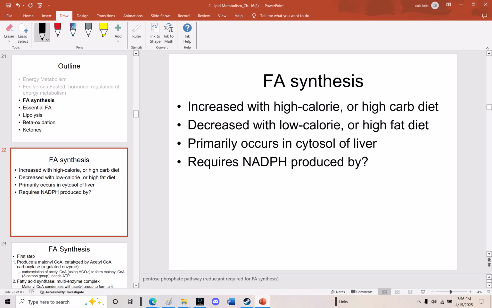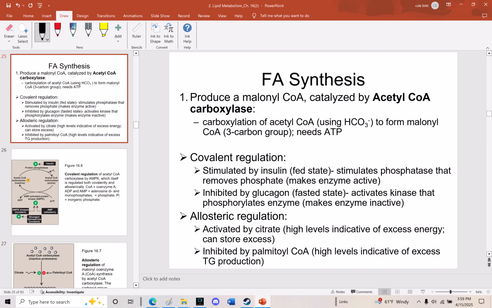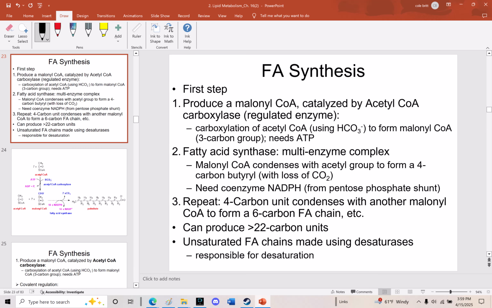The first step is going to produce malonyl-CoA. Do remember malonyl-CoA. There are some M words later on when we talk about cholesterol synthesis and other things. Malonyl-CoA is specific for fatty acid synthesis. So we're going to produce malonyl-CoA, and this is the first step here. It is catalyzed by an enzyme you have to know, and this enzyme is acetyl-CoA carboxylase.